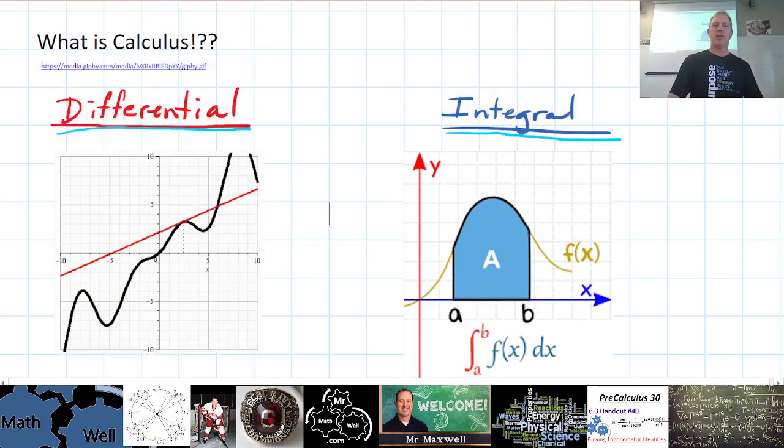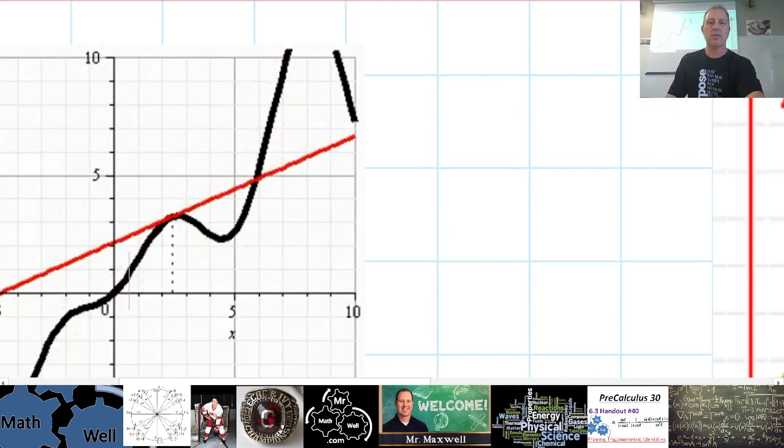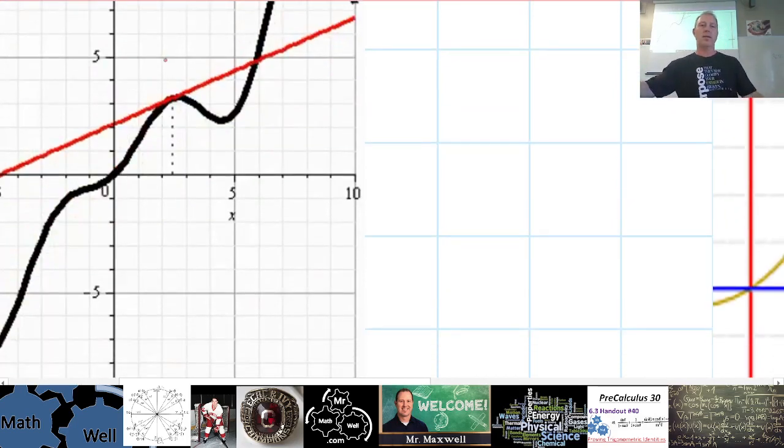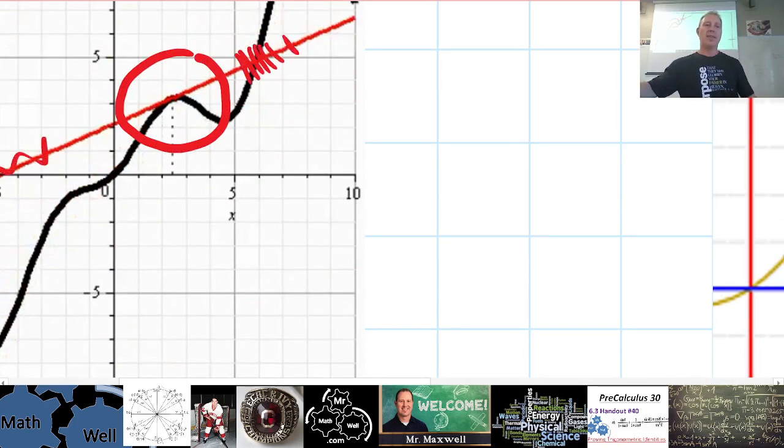Now, you'll notice that this black graph is a strange curve, and this red line is a straight line, and it's a tangent line to the curve near this point right here. Okay, so if I were to zoom in, this red line intersects the graph at one point in this general area right here. We're not considering this intersection or anything that may be over here, but at this point, this red line is called a tangent line. Okay, by definition, a tangent line only touches the graph at one point.